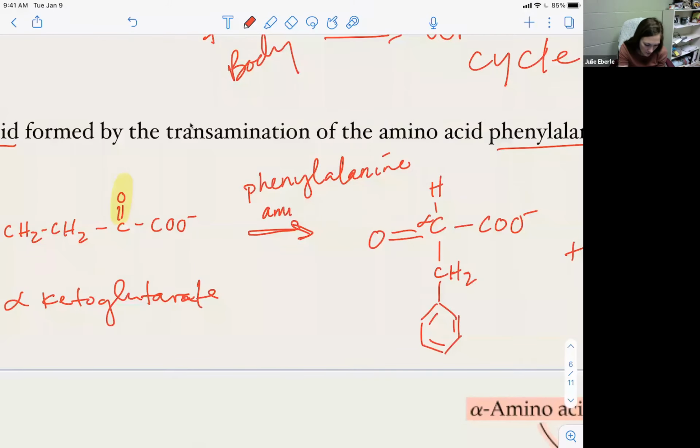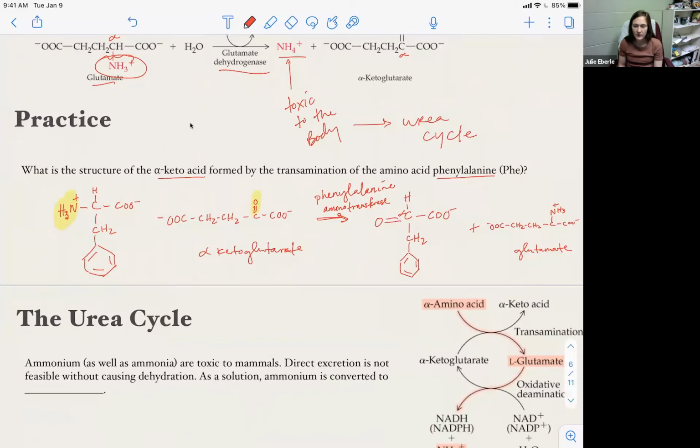Amino transferase. It's always going to be an amino transferase. We just put the name of the amino acid that it did the reaction on in front. Phenylalanine amino transferase would be the enzyme.